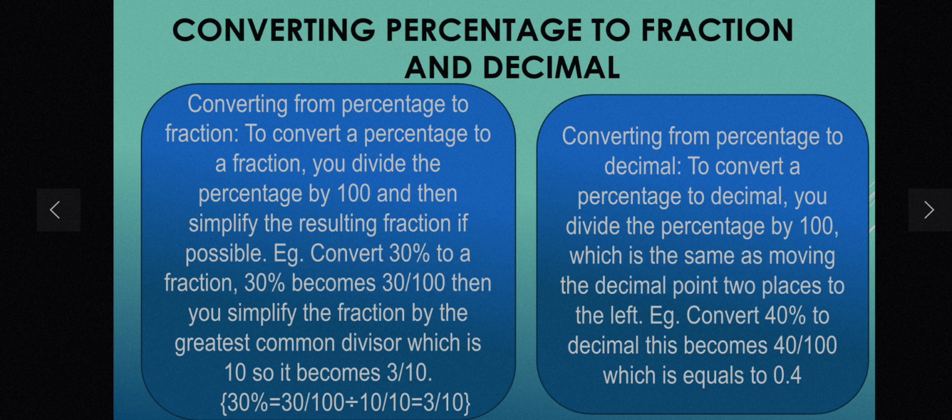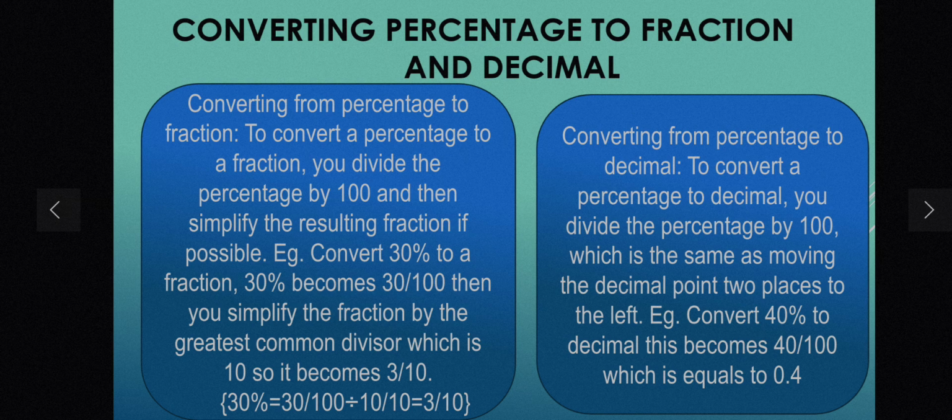So if it's 50%, it's going to be what? 50 over 100. That is why they said you divide it by what? 100. And they now said you simplify the resulting fraction if possible. That means you break it down. You cut it by the greatest common divisor till you get your last answer.